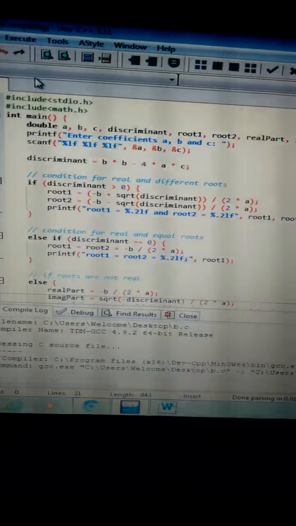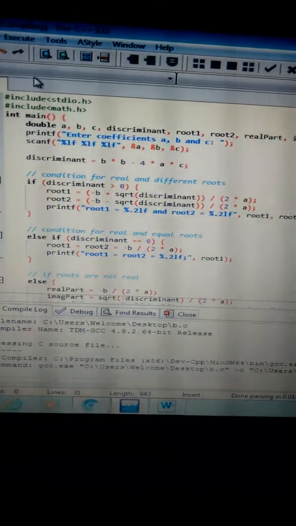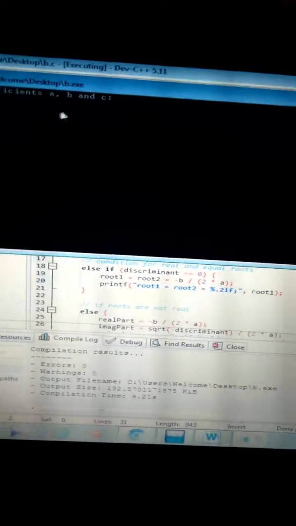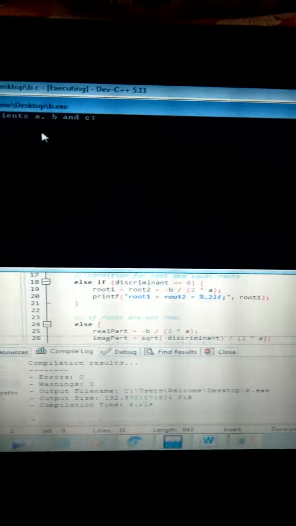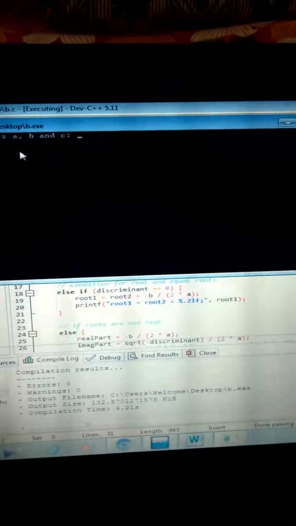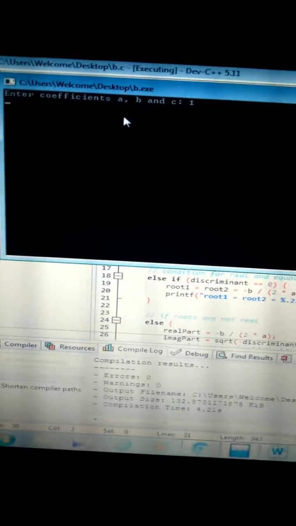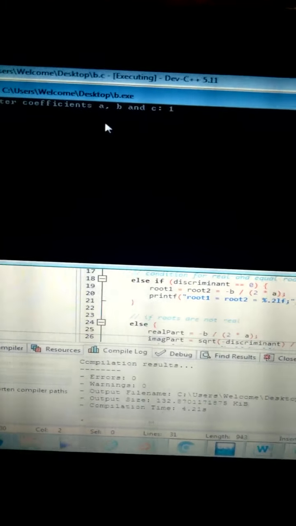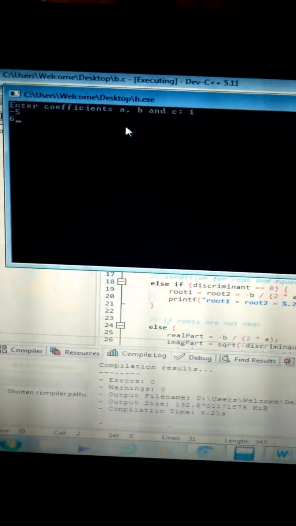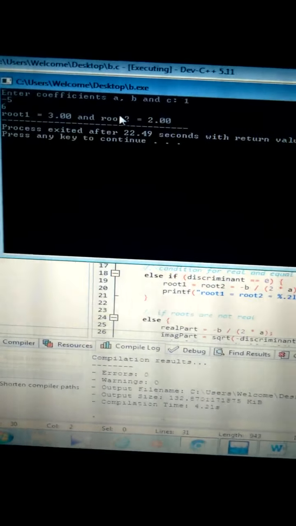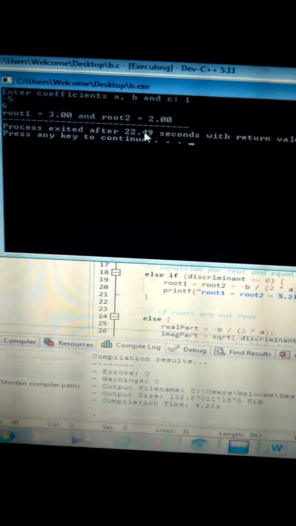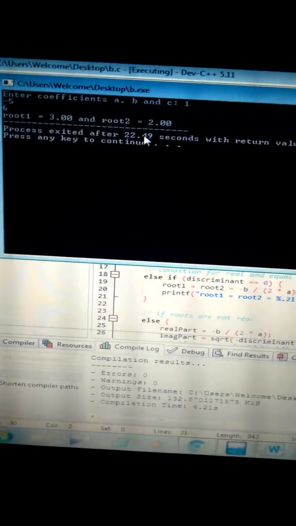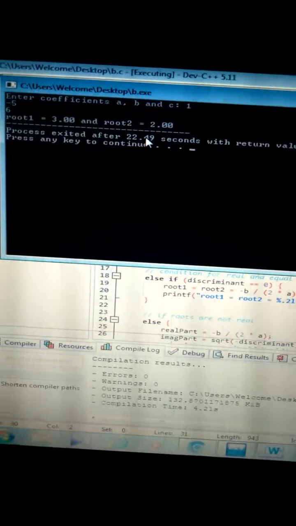Compile and run. Then give the inputs, the coefficient values. These are the output roots of the quadratic equation for the coefficients 1, comma, minus 5, comma, 6.